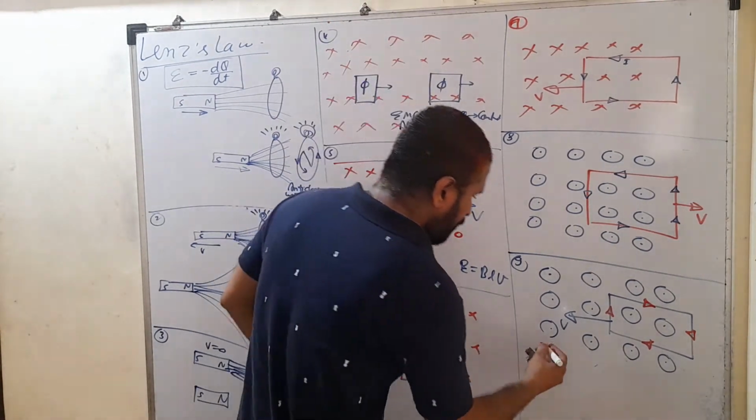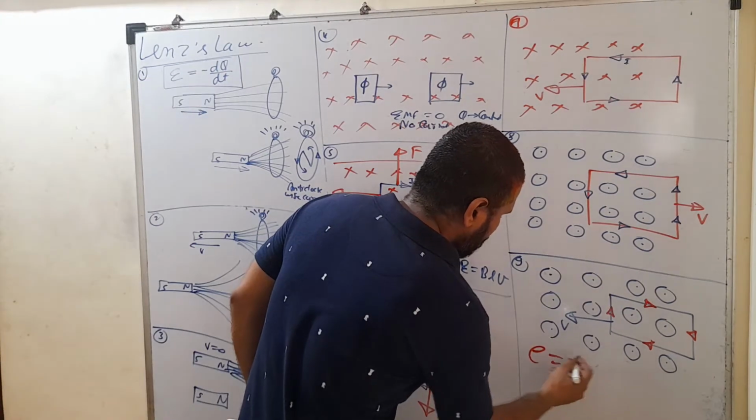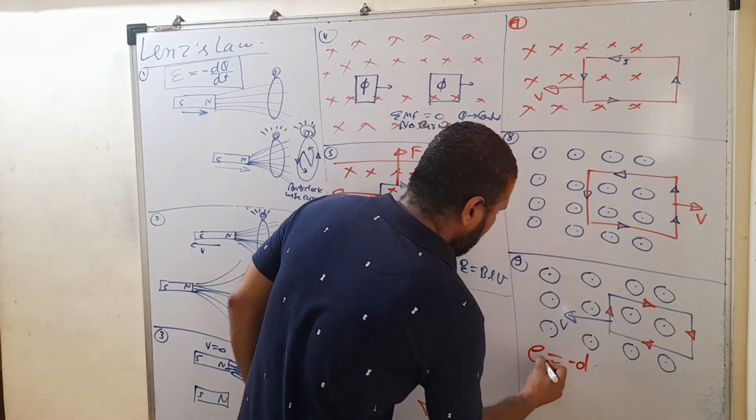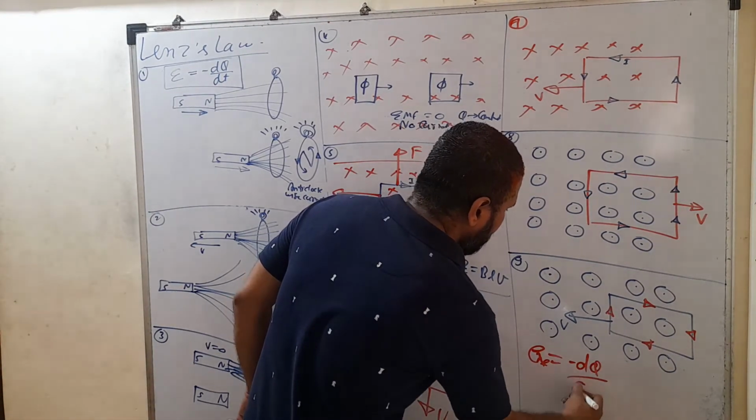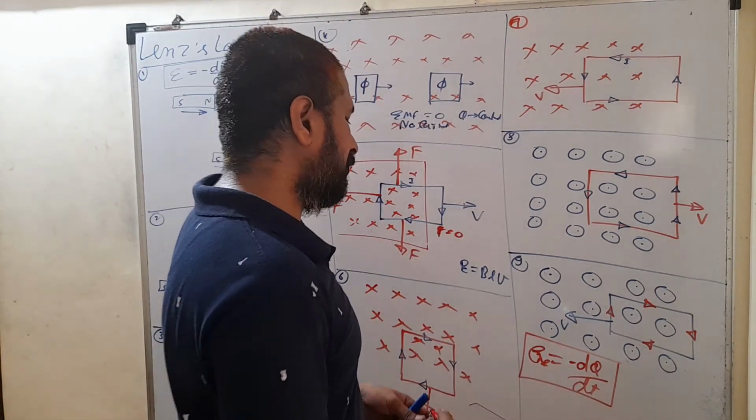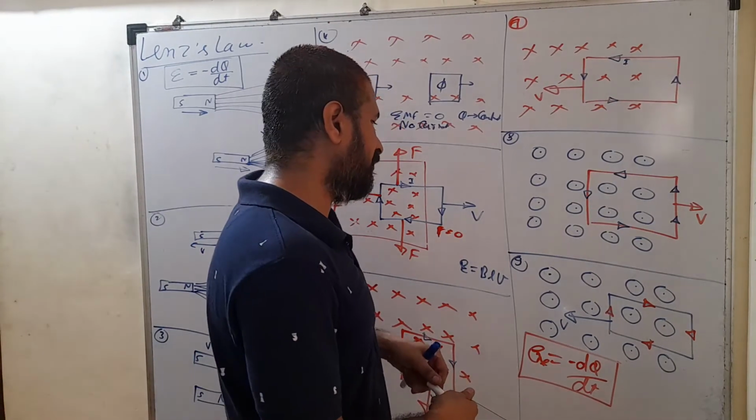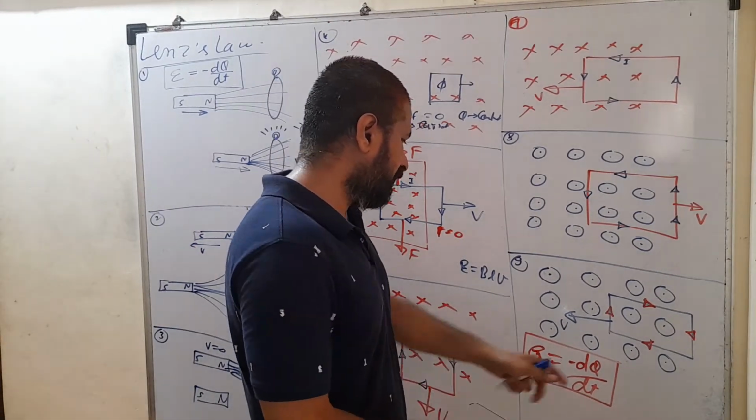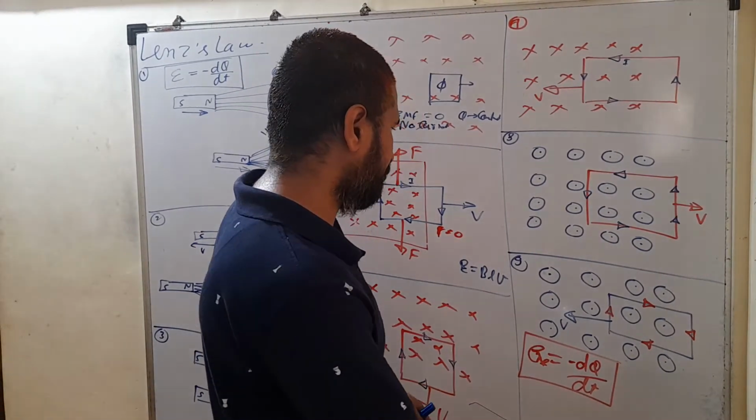According to Lenz law, what changes are we trying to make? EMF is minus d phi by dt. So the expression for magnitude will be the same as Faraday's law, but how can you find the direction? That is minus d phi by dt.